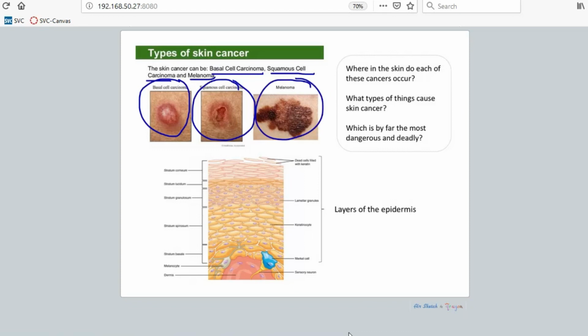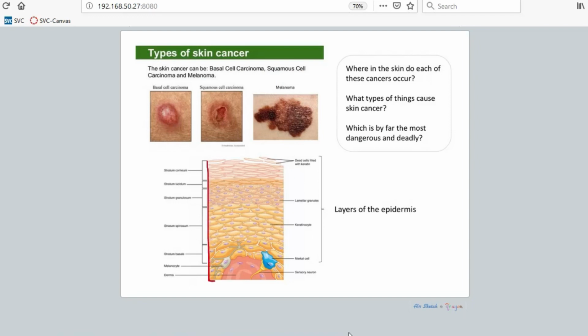And the main takeaway points I want you guys to take from this are: one, where in the skin does each of these cancers occur? Two, what types of things cause skin cancer? And three, out of these three, which is by far the most dangerous and deadly? Okay, so let's assess, first of all, where this skin cancer is gonna occur. So first of all, this is all, what is this? This is all epidermis. And then what's this thing right there? That's a dermal papilla.